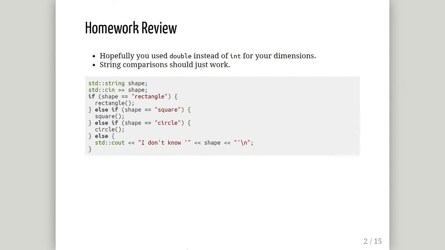First, however, let's review the homework. Hopefully you read carefully and you implemented using a double instead of an int. It's not a big deal, but technically it's wrong if you don't follow a spec. Second, string comparison should just work. You should just be able to read an input into a string and test if it is equal to other strings, as we do here. And hopefully you had code within your main that looked something like this. It doesn't have to be exactly the same.